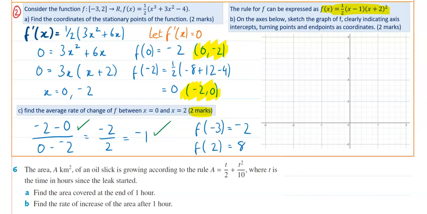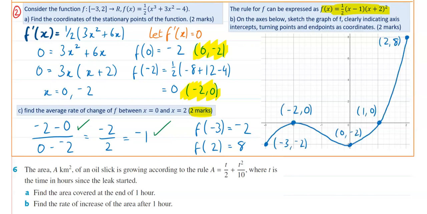I'm just going to pause and do this quickly because it's going to take too long. That took me far too many goes to sketch and it still doesn't look great. But there you go. We have plotted all our points.